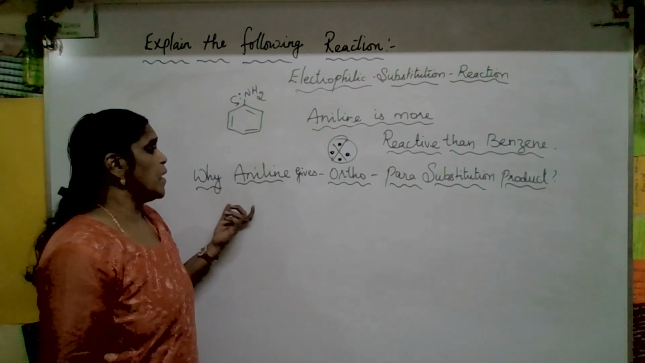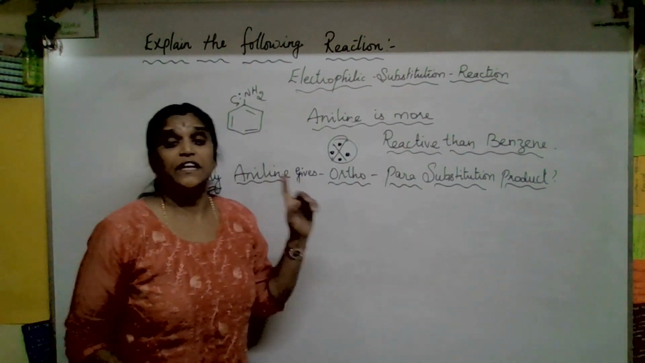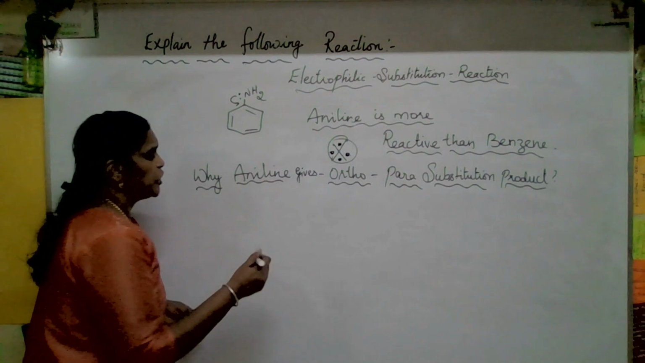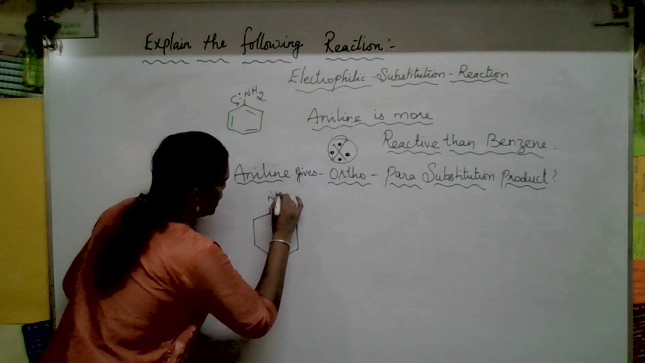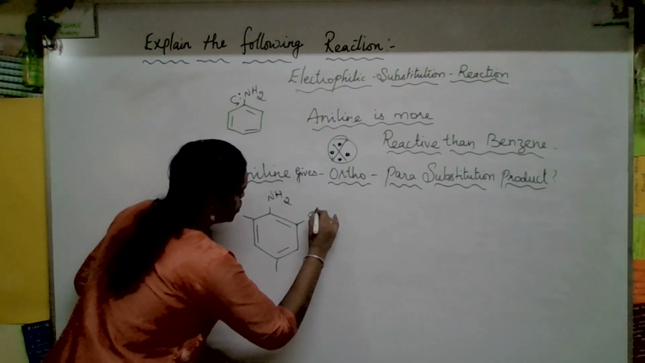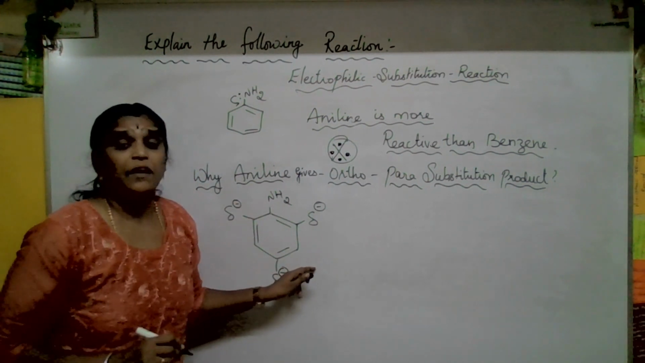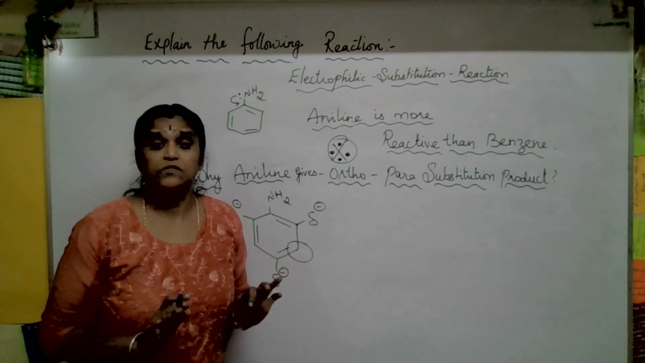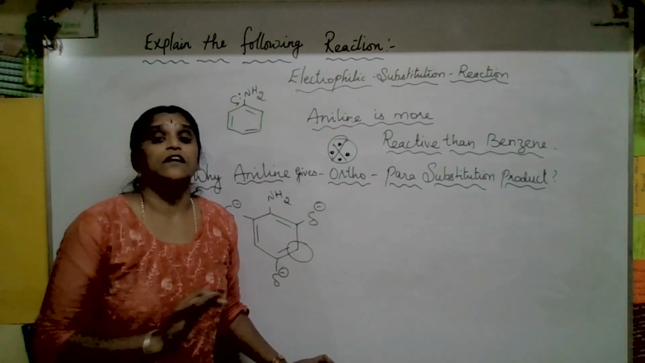The next question: why does aniline give ortho and para substitution products? For that, we have to go to the resonance point, the lone pair of electrons involved in the resonance. So you will get the negative charge of aniline going here, here and here. So you will get a negative charge on the ortho and para positions only, not on the meta position. Only at the ortho and para positions does the negative charge sit. So electrophiles will attach at the ortho and para positions instead of the meta position.